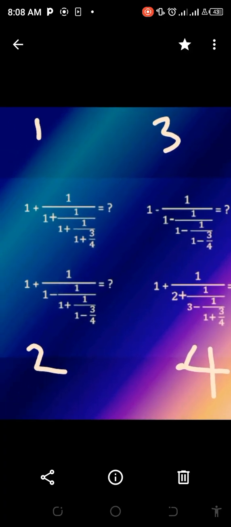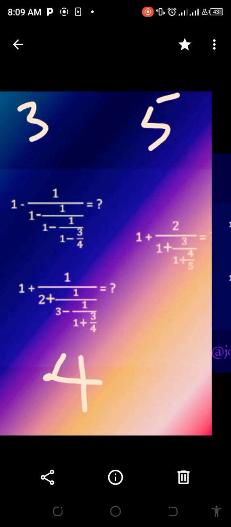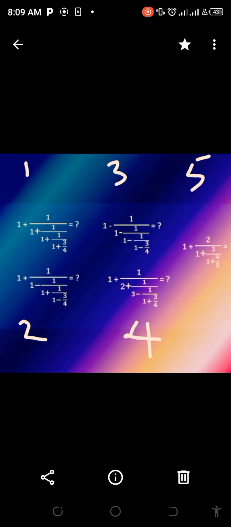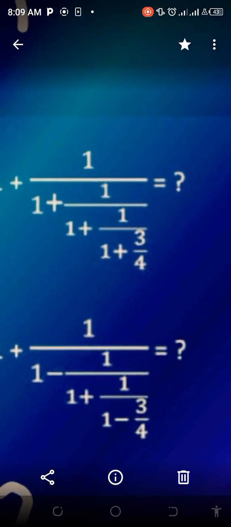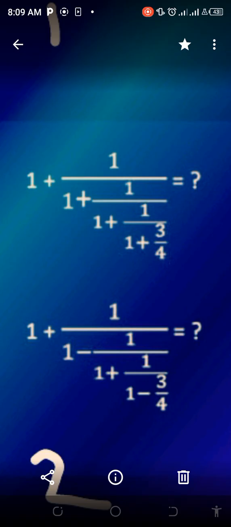Now we have been able to put a number on each of the fractions. We have ladder fraction number 1, number 2, number 3, number 4, and number 5. Now let us take the structure of ladder fraction number 1. The question is: evaluate the ladder fraction that is on the screen.